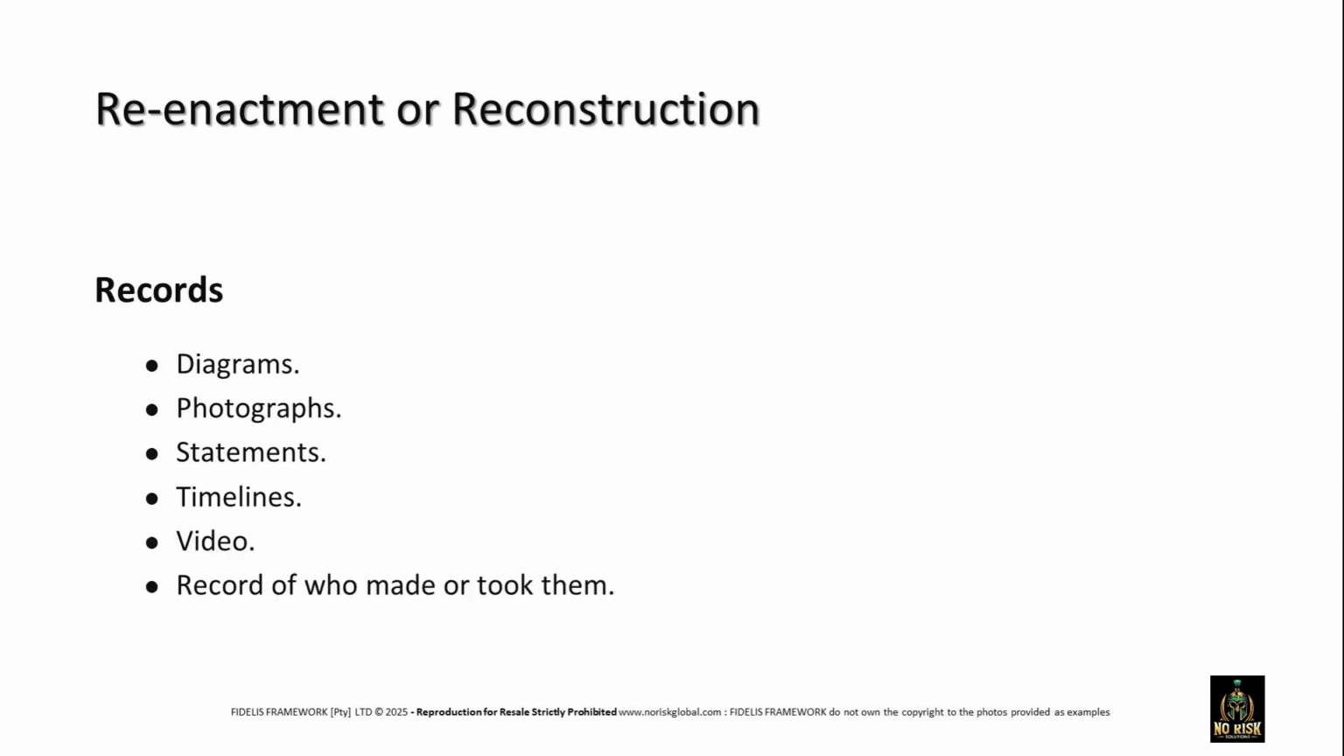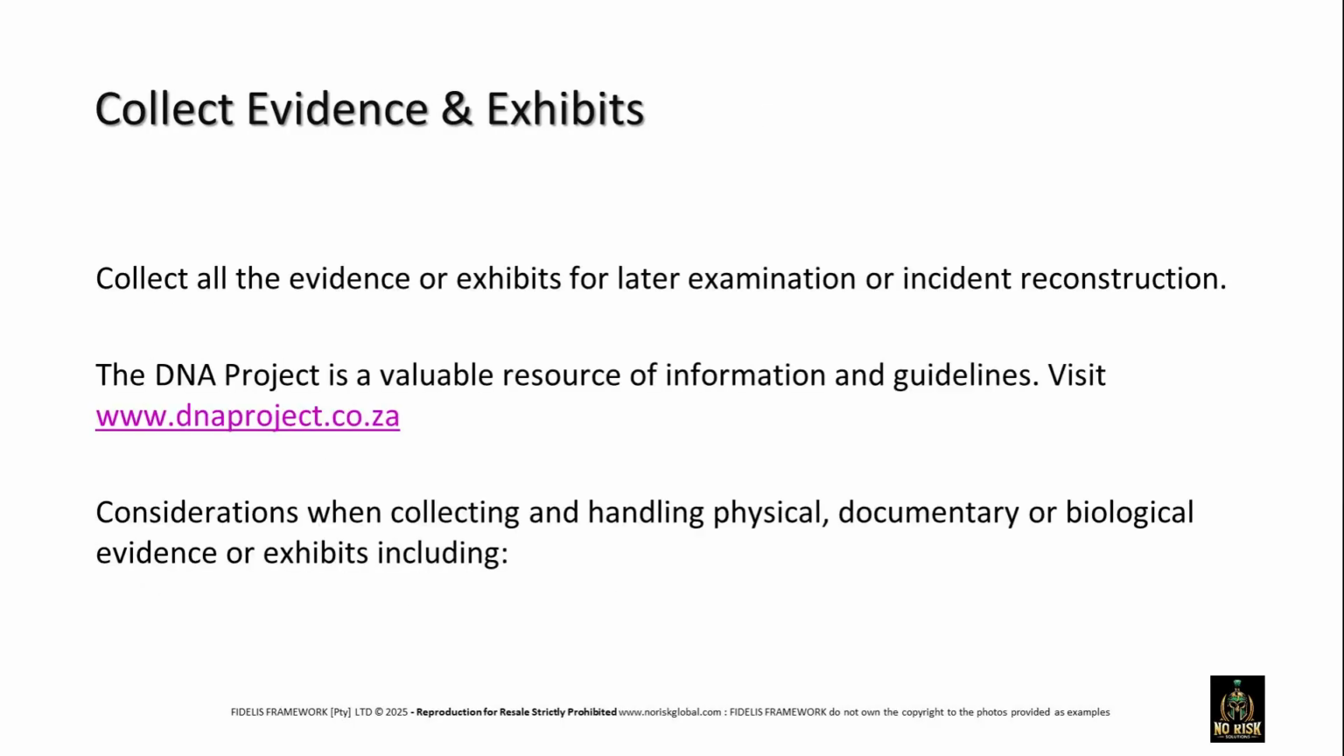Accurate records are essential for reenactment or reconstruction. These include diagrams, photographs, statements, timelines, and videos. Keeping a record of who made or took them is crucial for maintaining the integrity of the investigation and ensuring all details are accounted for. Collecting evidence and exhibits is a critical step for later examination or incident reconstruction. The DNA Project offers valuable resources and guidelines.